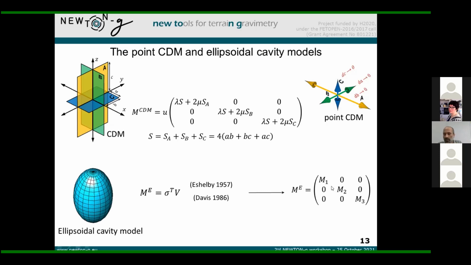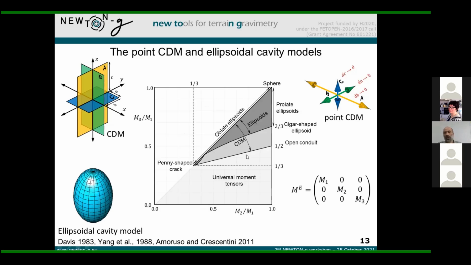We have similar ones for an ellipsoidal source of pressure that can be calculated based on Eshelby's theory. So in order to compare these two solutions, we can compare these moment tensors. Here, M1, M2, M3 represent the eigenvalues of this moment tensor. M1 is the maximum and M3 is the minimum. If we consider this figure, on the horizontal axis we have the ratio of the intermediate to maximum eigenvalue, and on the vertical, the ratio of the minimum to maximum.